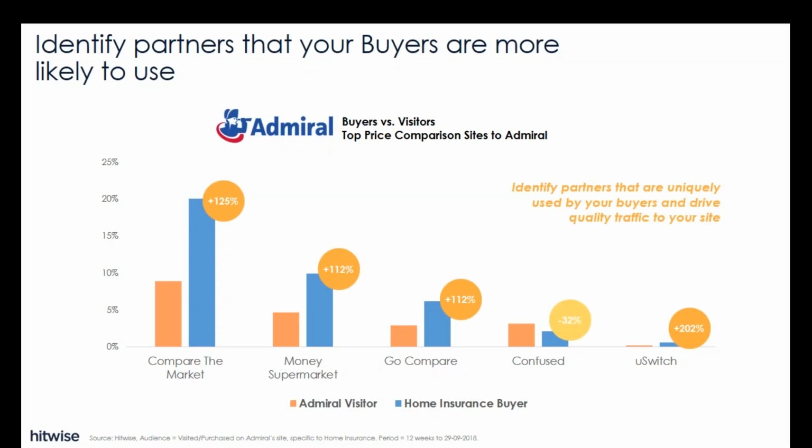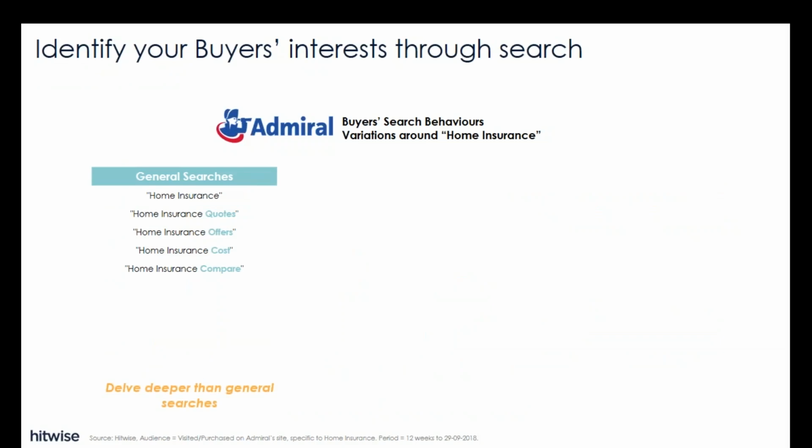Compared to visitors, my buyers are using Confused.com less. So a quick action around this, I would then prioritise these price comparison sites and make sure my home insurance products are ranked highly. This could be via content or sponsored ads, for example. And even though we saw that search drove less traffic from my buyers, search is still a critical source of insight when it comes to understanding my buyers' needs and their interests.